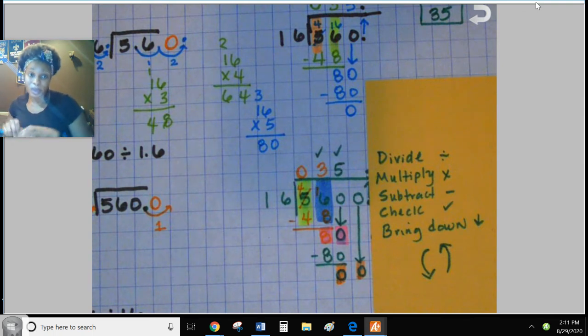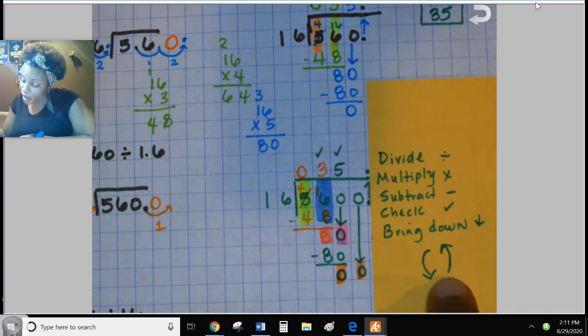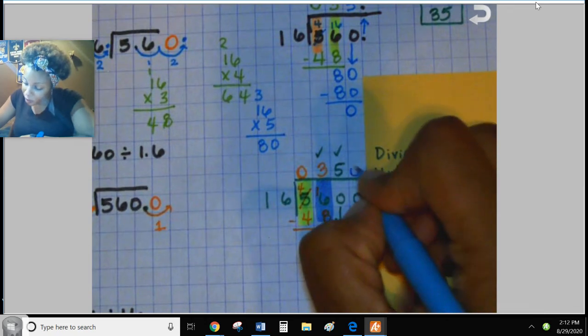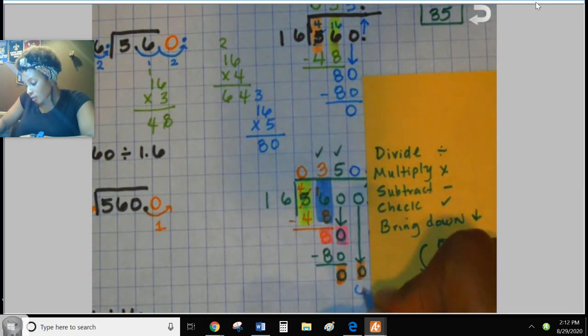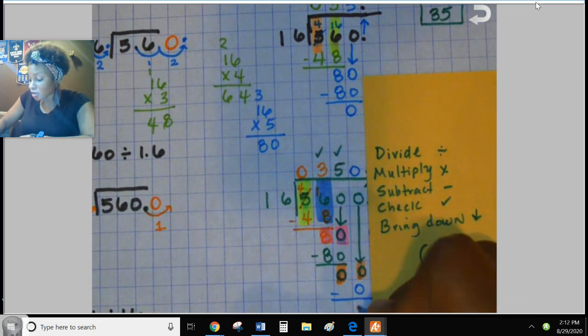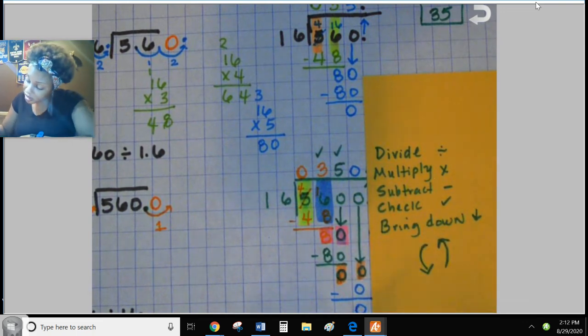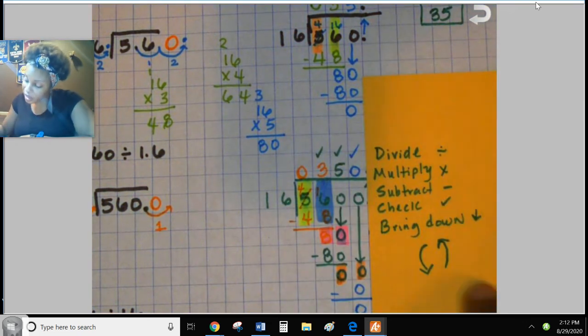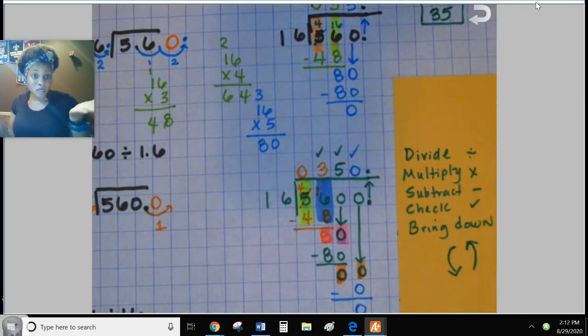So we have a 0 to bring down. We got to still keep dividing. So we go back here and start over. How many groups of 16 in 0? 0. What's 0 times 16? 0. We subtract, 0 minus 0 is 0. We check, is 0 less than 16? Yes, it is. We check it off, slide my paper over. There's nothing to bring down. Now I'm done. So don't stop until you are done.